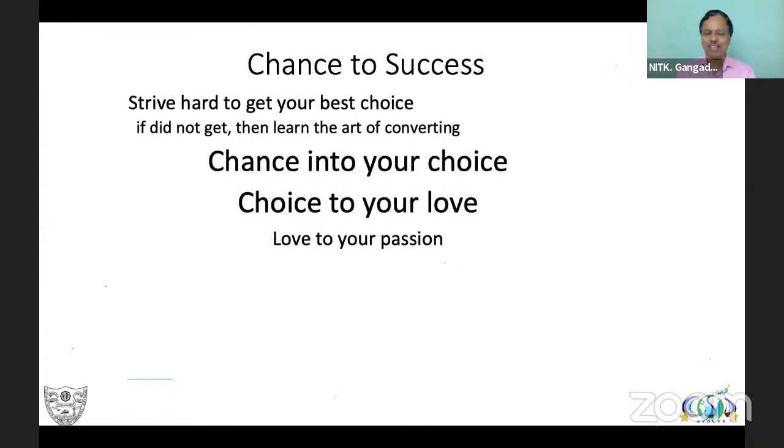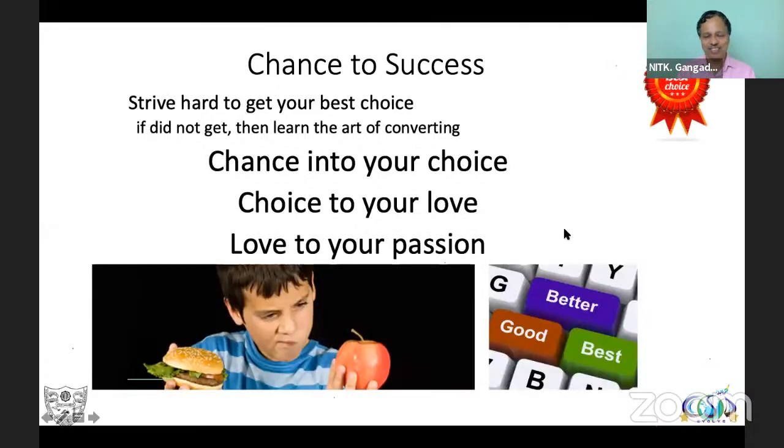Ask your father and mother, because in Indian conditions, most of these become an arranged marriage. You get married and start loving. So strive hard to get the best choice. If you did not get it, learn the art of converting the chance into your choice, choice into your love, and love into your passion. So with that, look at your chance and choice and convert the chance into your choice, choice into your love, and love into your passion.